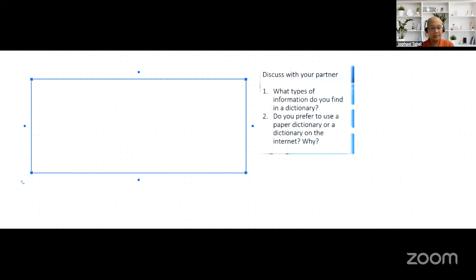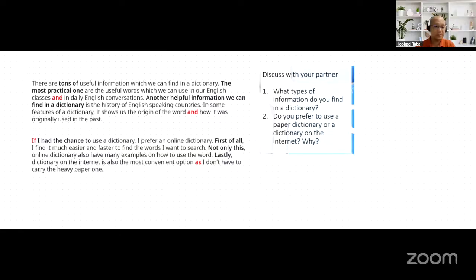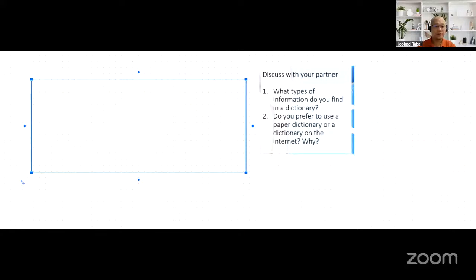And lastly, a dictionary on the internet is also the most convenient option, as here means reason, okay? As I don't have to carry the heavy weight of a paper dictionary, of a printed dictionary, yes. That's it. So another word for paper dictionary is a printed dictionary, okay? All right.